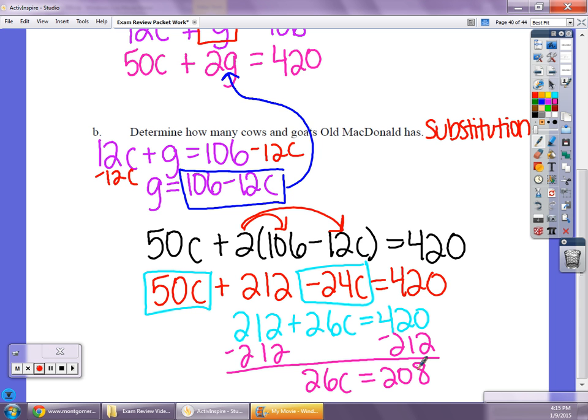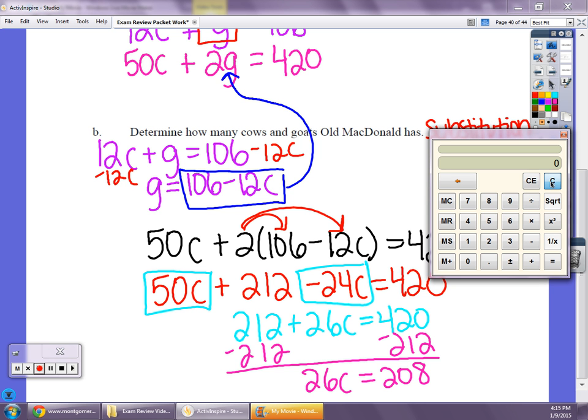And then I'm going to divide 208 by 26. I'm not sure what that is off the top of my head, so let's do that. 208 divided by 26 is going to give us a value of 8. So we know that C is equal to 8.